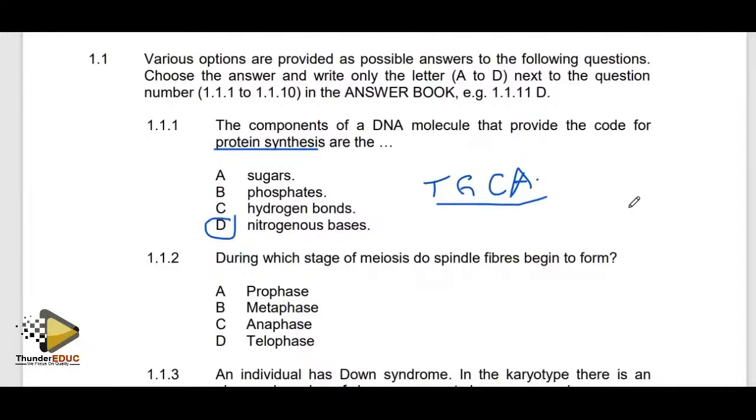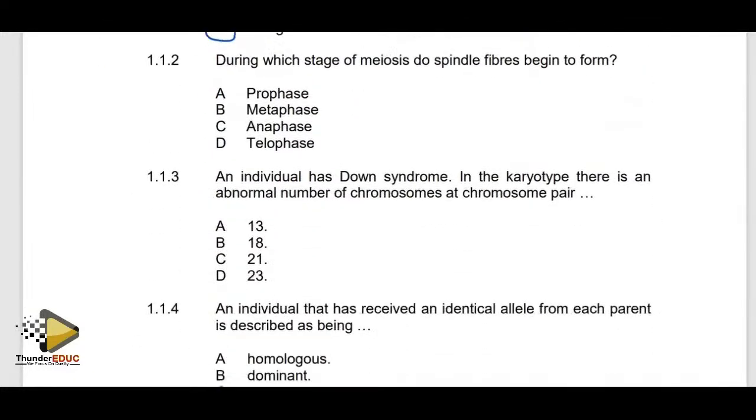Then 1.1.2, during which stage of meiosis do spindle fibers begin to form? The spindle fibers always begin to form in the preparation phase, which we call the prophase. So it means that the answer is going to be A. I'll explain more when we go to other sections.